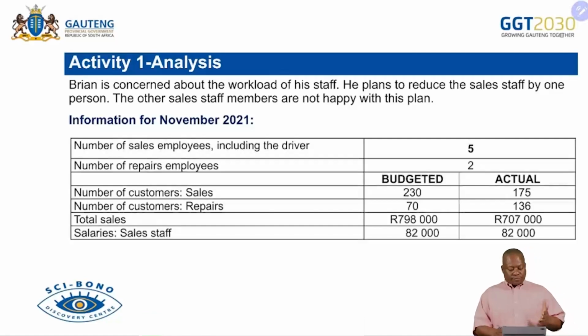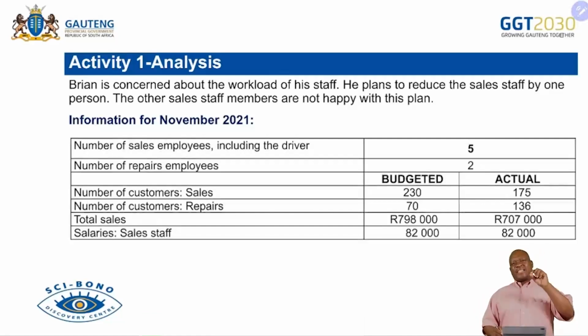Now, in other words, they are saying he intends to reduce the sales staff by 1. So it means they are going to be 4, including the driver. Okay. Now let's check into the number of customers in sales.